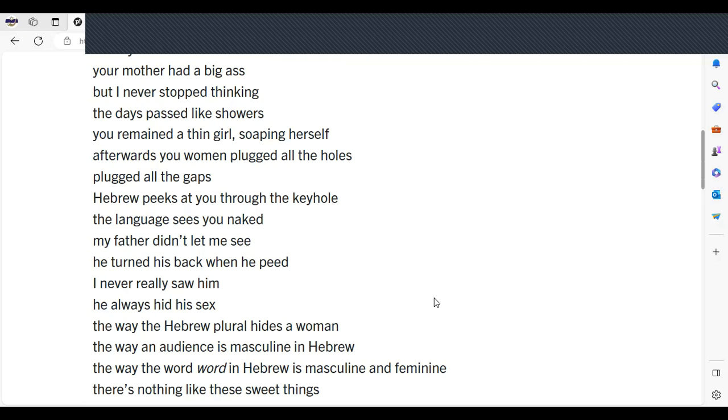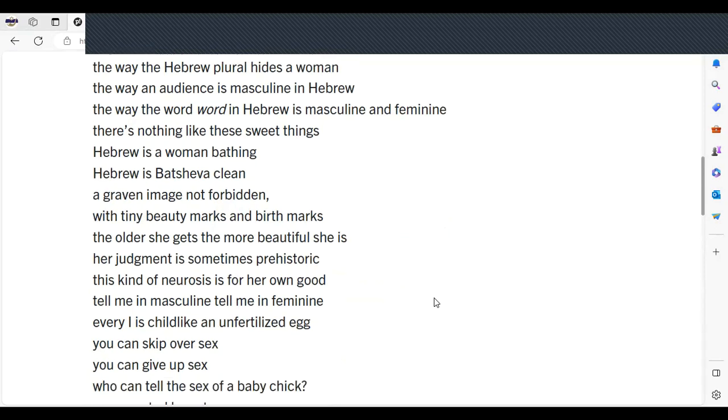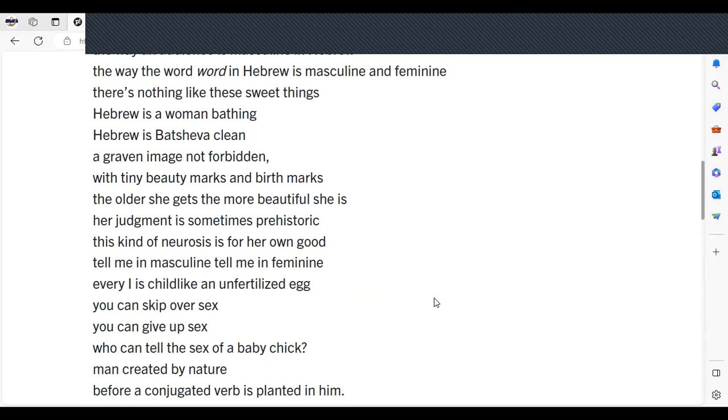My father didn't let me see. He turned his back when he peed. I never really saw him. He always hid his sex the way Hebrew plural hides a woman, the way an audience is masculine in Hebrew, the way the word in Hebrew is masculine and feminine. There's nothing like those sweet things. Hebrew is a woman bathing. Hebrew is Bathsheba clean, a graven image not forbidden with tiny beauty marks and birthmarks. The older she gets, the more beautiful she is. Her judgment is sometimes prehistoric. This kind of neurosis is for her own good.